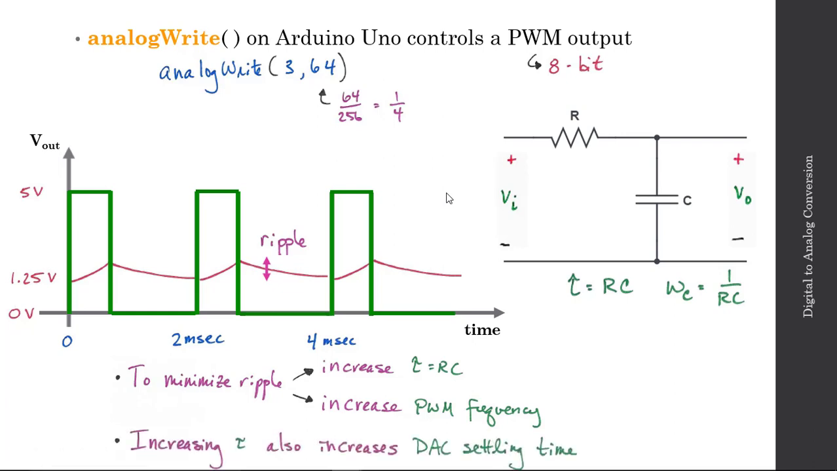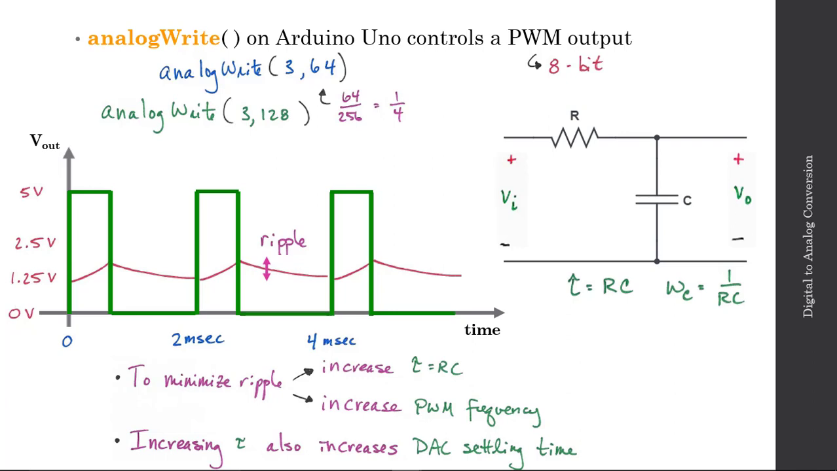The downside there is that as I increase the time constant, I also increase the settling time of my digital to analog converter. So as I change voltage levels, it's now going to take a longer time to settle at that particular output level. So let's say I'm at analogWrite of 64 to begin with, and then I have a delay and then another analogWrite, and I take that pin up to 128, which should be an output of 2.5 volts. If I have a larger time constant, it's going to take a longer amount of time for my output to reach that 2.5 volt level.